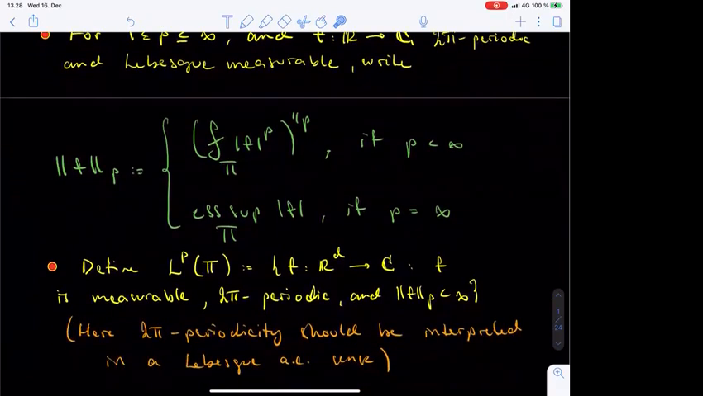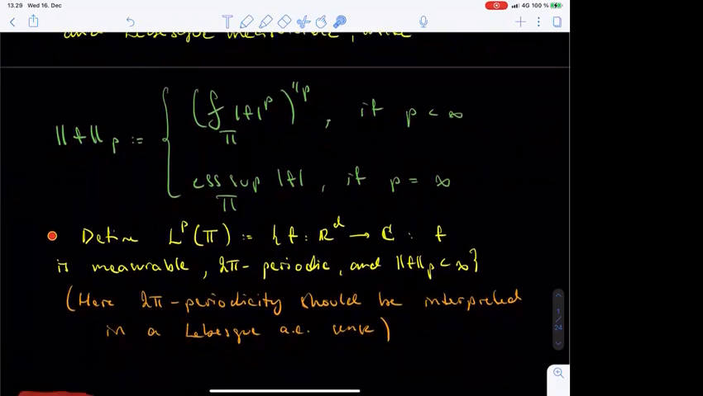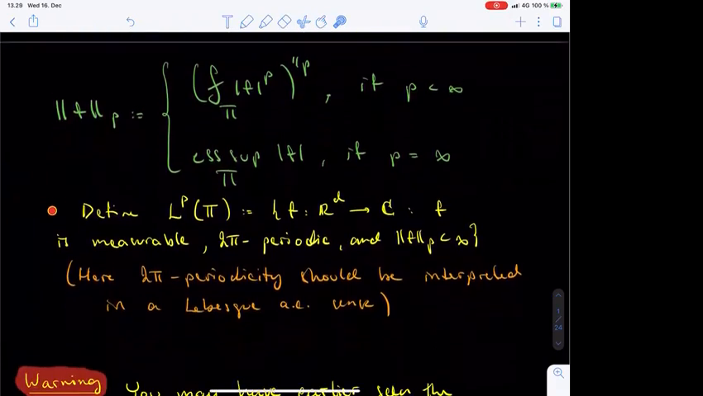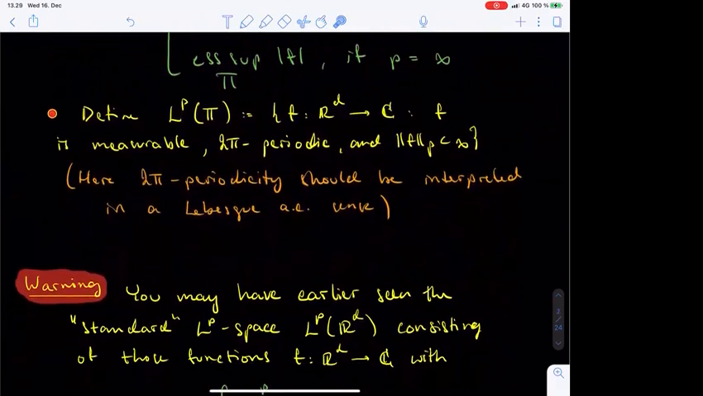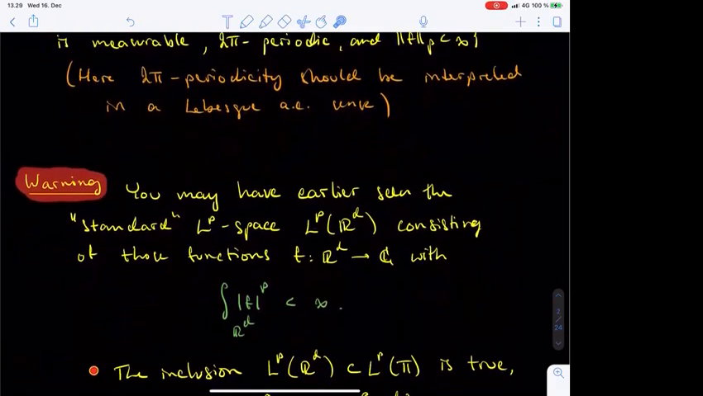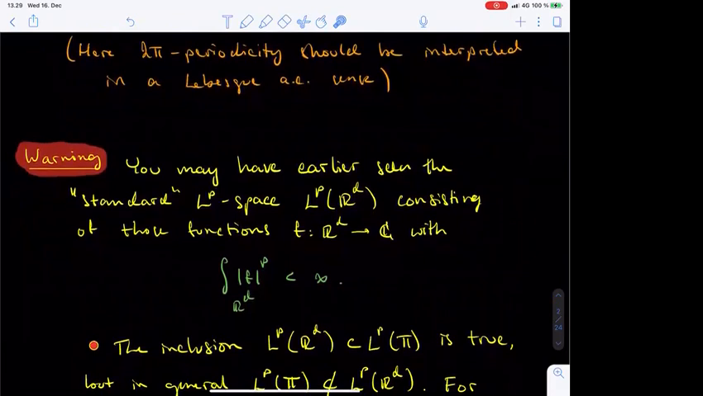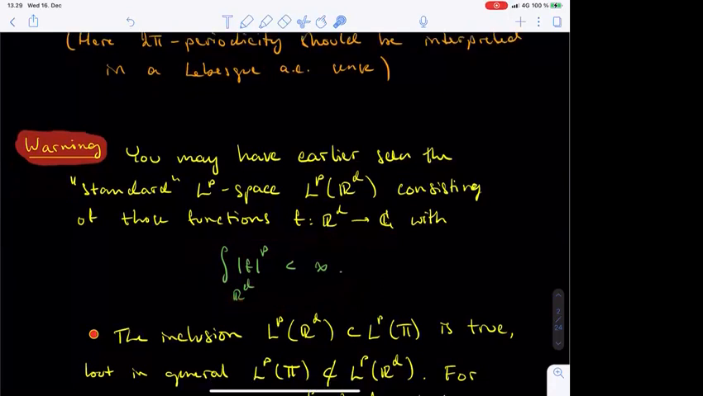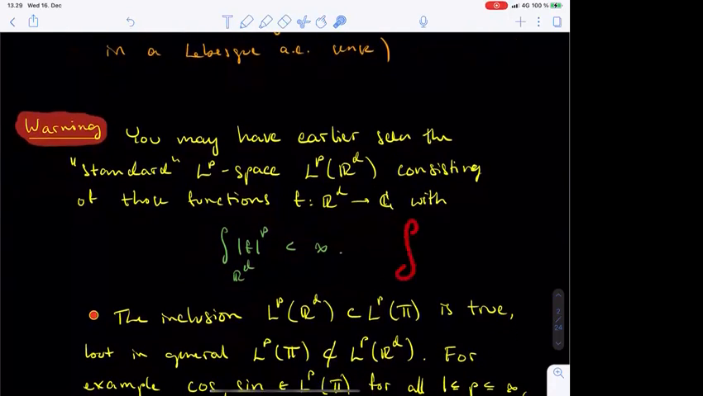Now that we have defined the Lp norms, we define the space Lp of T to consist of those 2π periodic Lebesgue measurable functions defined on Rd so that the Lp norm is finite. In this definition, the 2π periodicity assumption should be interpreted in a Lebesgue almost sure sense. I should make a warning to those of you who might have earlier seen the standard Lp spaces Lp of Rd. These standard Lp spaces consist of all those functions defined on Rd whose absolute value to the power p is integrable. In contrast, in our definition of the Lp of T spaces, we are only integrating over the box T.